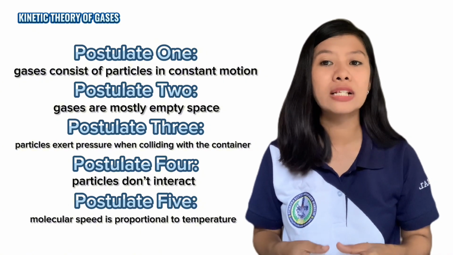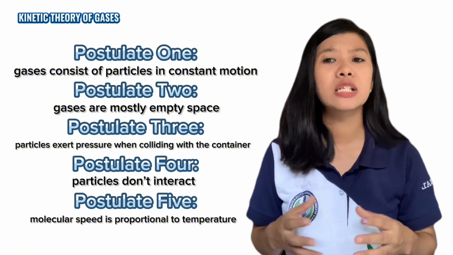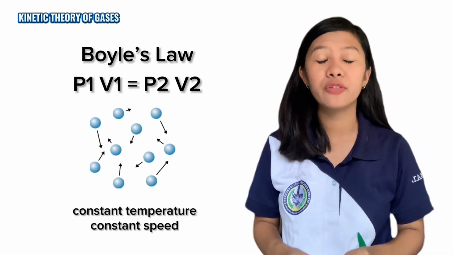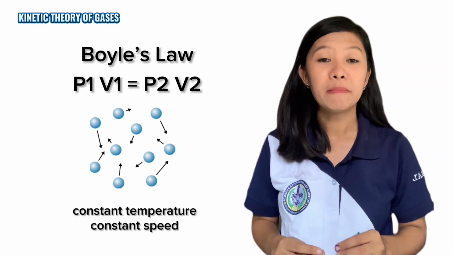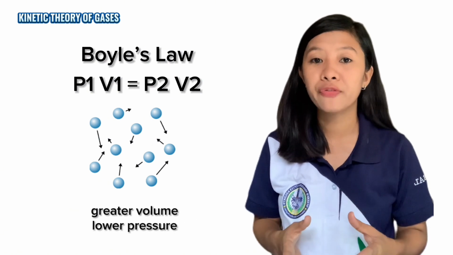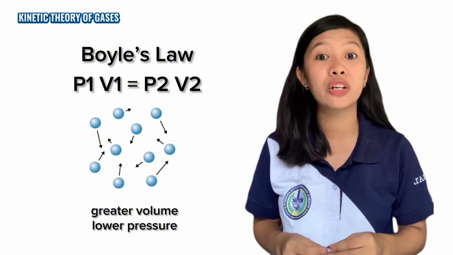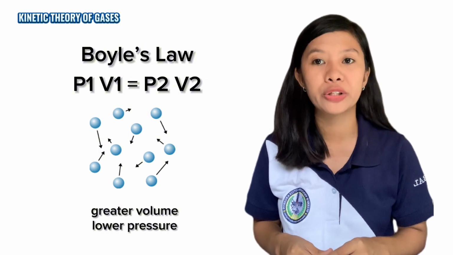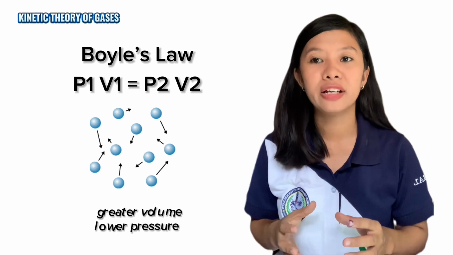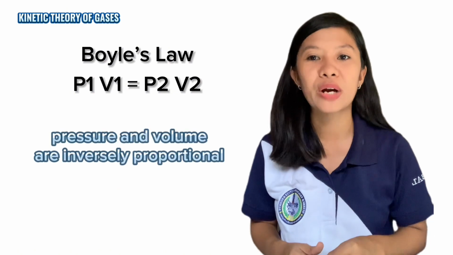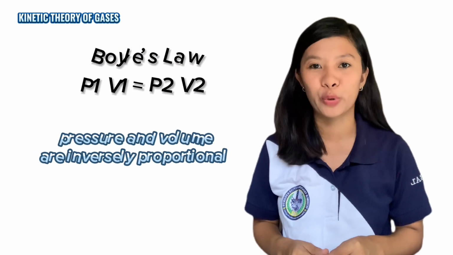And to see how, let's quickly review some of the ideal gas laws. For Boyle's law, we can see that if we keep temperature constant, meaning the molecules will move at the same speed, increasing the volume must decrease the pressure because the particles have to move farther to reach the sides. And decreasing the volume must then increase the pressure. This is why pressure and volume are inversely proportional.